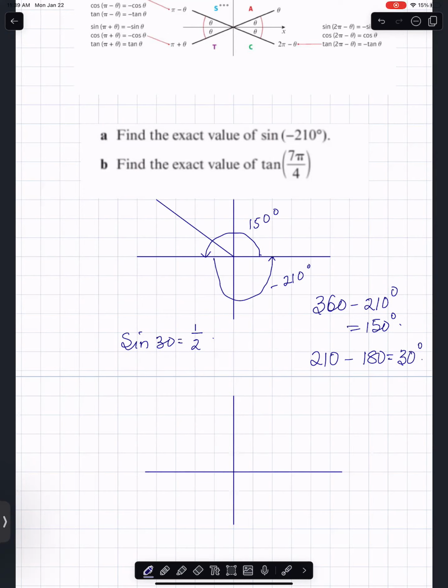Okay, so we are looking for a positive value of tan. Like I said earlier, this is our pi by 2, negative 3 pi by 2. We have here a pi, then 3 pi over 2, then 2 pi. So we are looking for 7 pi by 4.